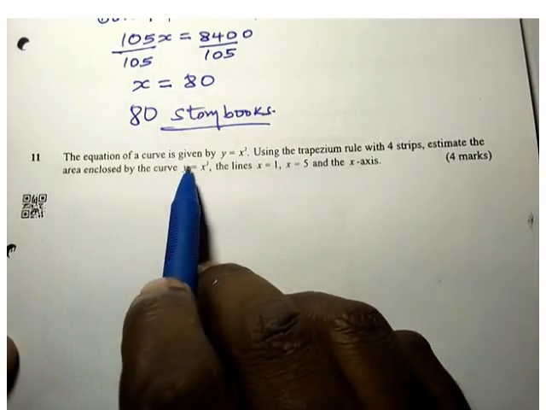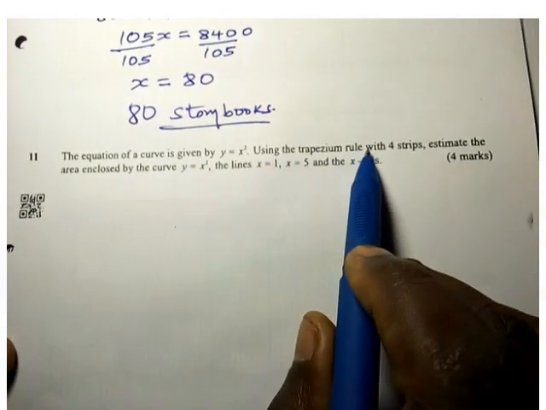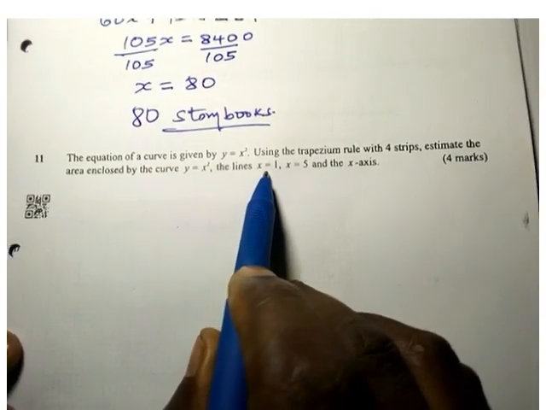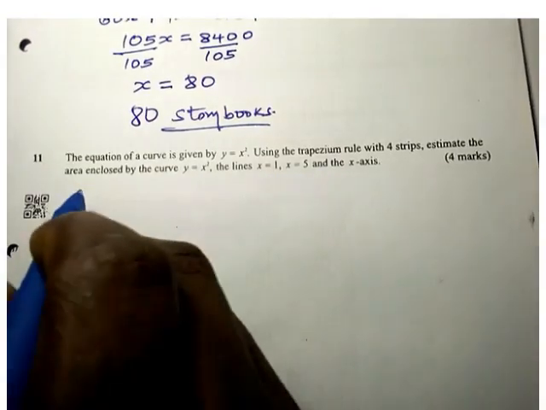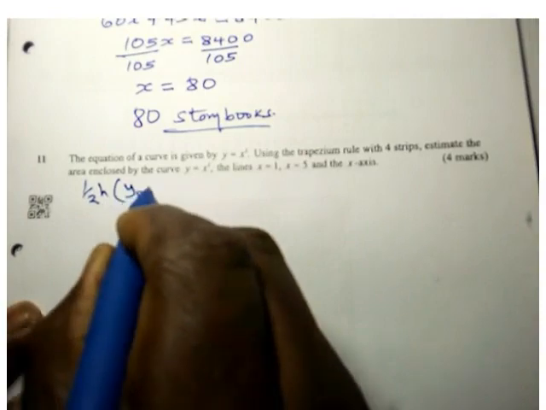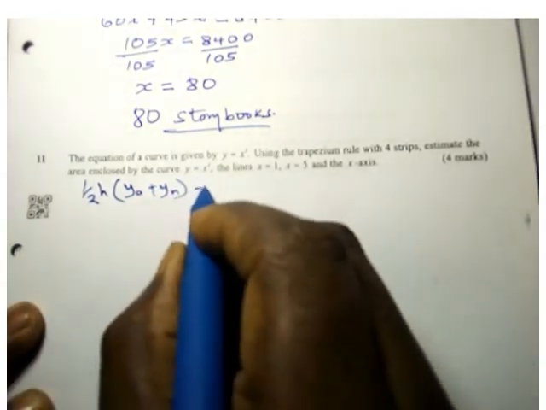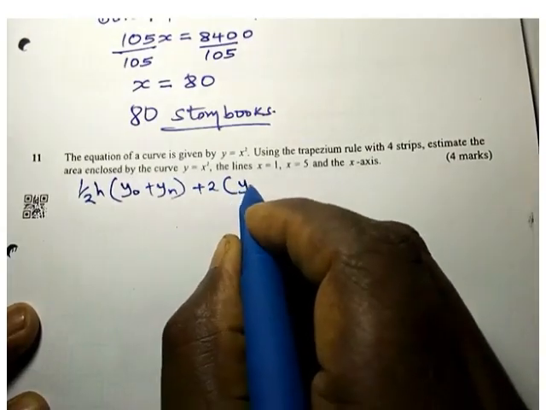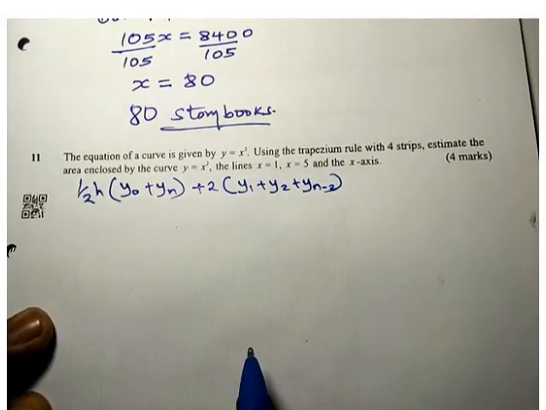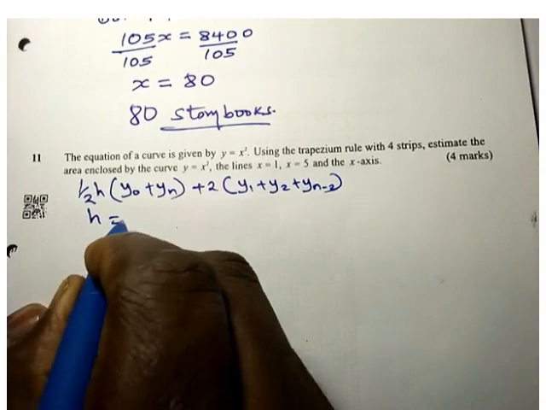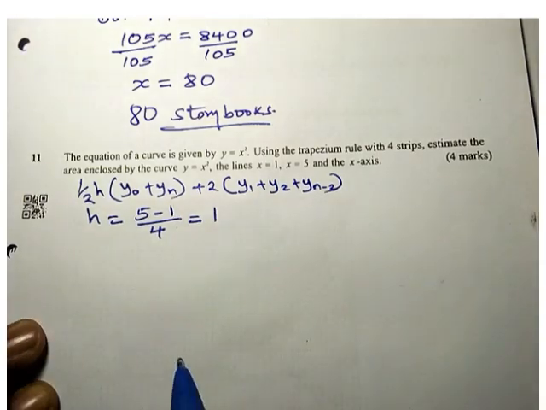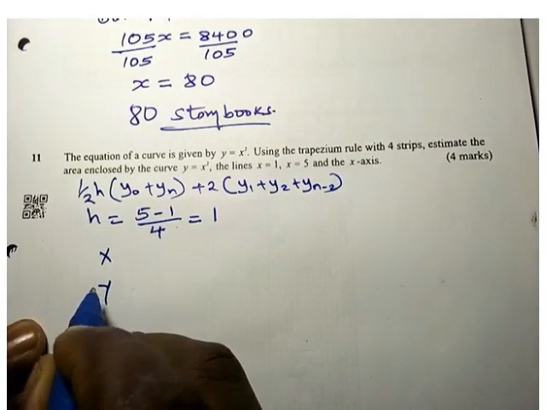The equation of a curve is given by this. Using a trapezium rule with 4 strips, estimate the area enclosed by the curve, this, and the lines X equal to this and that. So first you need to remember the formula for getting the area is given by y naught plus y end plus 2 into y1 plus y2 plus up to yn minus 2. So we need to get the height. The height is given by 5 minus 1 divided by the number of strips, and that is going to give us 1.